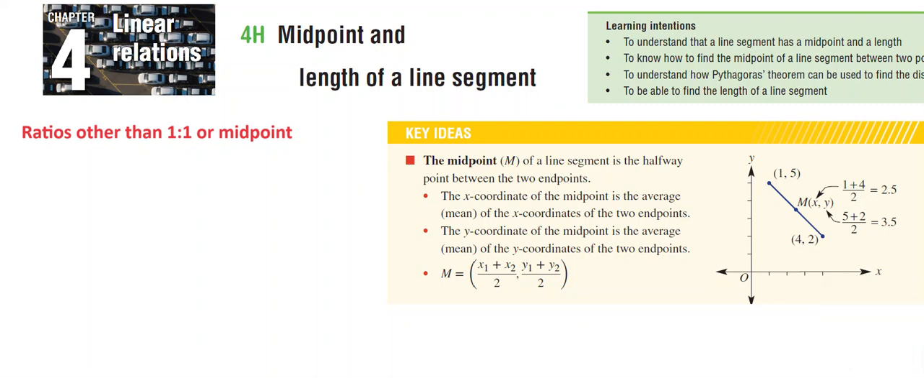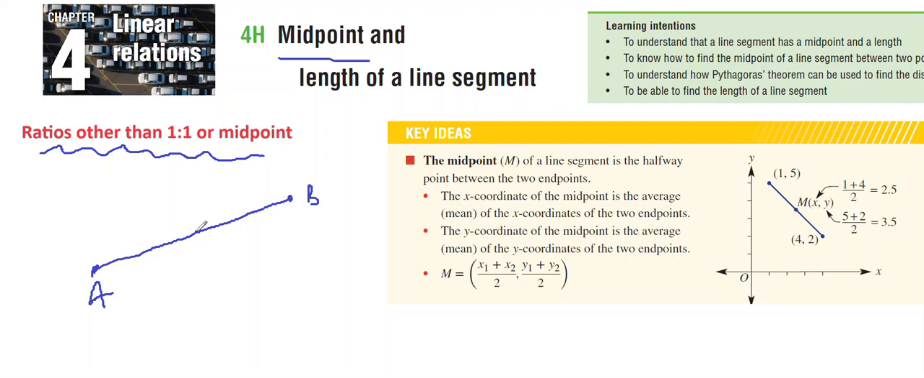Okay, in 4H, where they're looking at midpoint, some of the questions refer to ratios other than 1 to 1, or other than being in the midpoint. So if we have point A to point B, and point M is in the ratio 1 to 1, that is one part from A to M, and one part from M to B, that means M is dead middle, and we can use the midpoint rule.